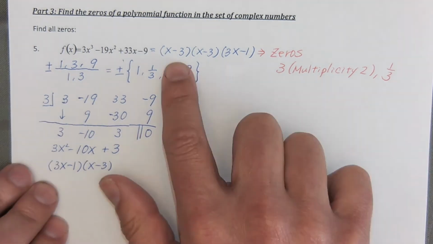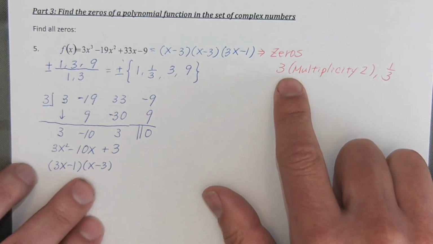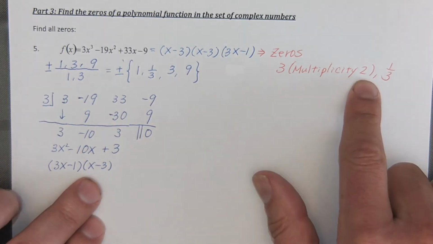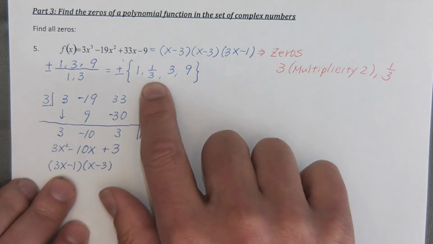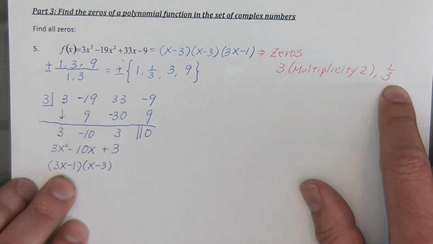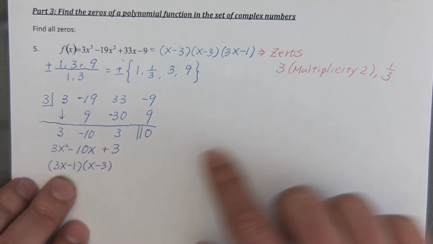So here are the zeros. It looks like we have 3 twice, and then we have 1/3. Oh, I guess I lied when I said I did 1/3. I didn't actually do it. But you can see we have a multiplicity here.